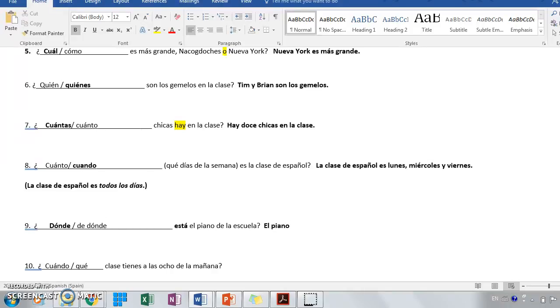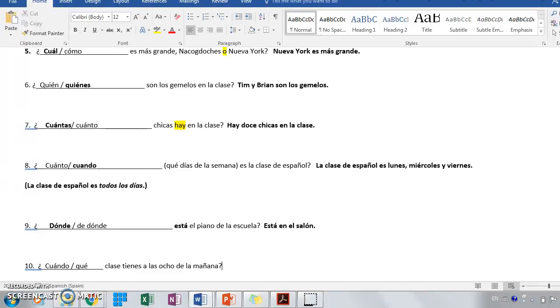But wait a minute, we can actually make it easier. We can just leave it implied and start with our verb. And just say está. Now we have to say where it is. So you can make up something here. Where could we say the piano is located? I'll say it's in the room. Está en el salón.